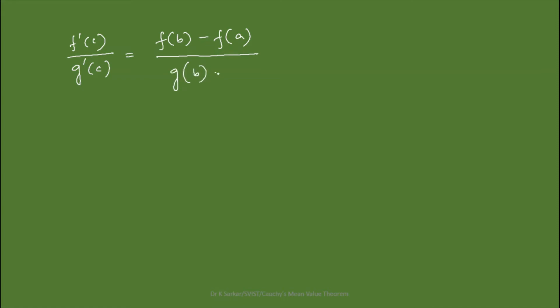In Cauchy's MVT, f'(c) by g'(c) is (f(b) minus f(a)) divided by (g(b) minus g(a)).